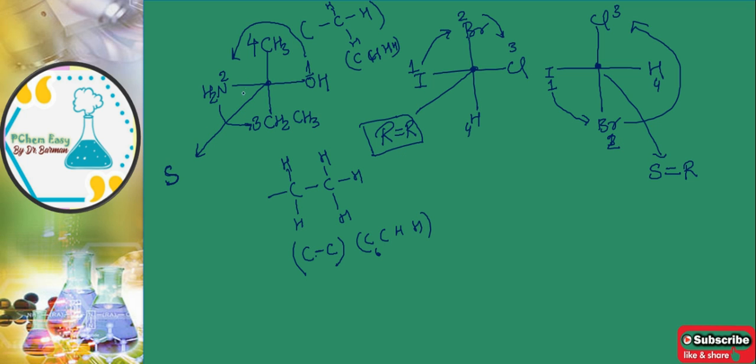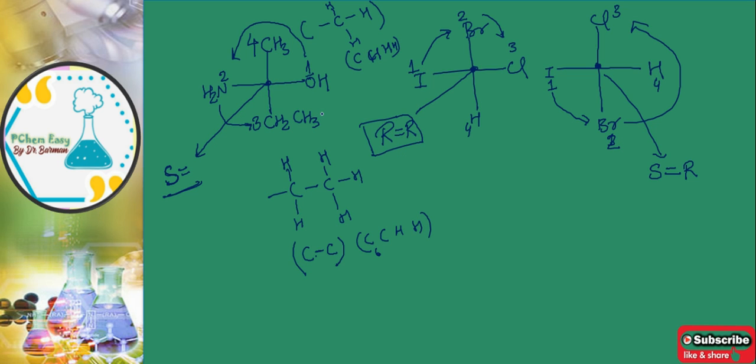Okay, now which is the fourth group or least priority group? This one. So now what we will have to do? Nothing to do. We cannot do anything because it is already in a vertical line. So we will write the configuration around that as R. Configuration of this carbon will be S. That's it. So this was the case if it is having one chiral carbon.